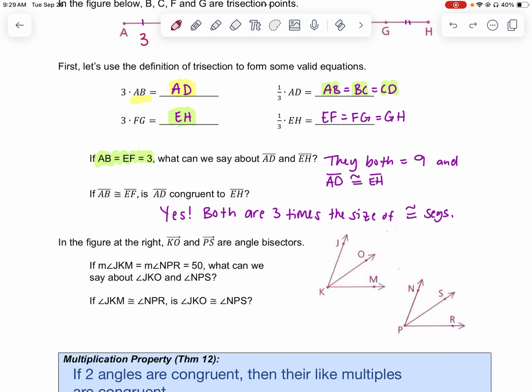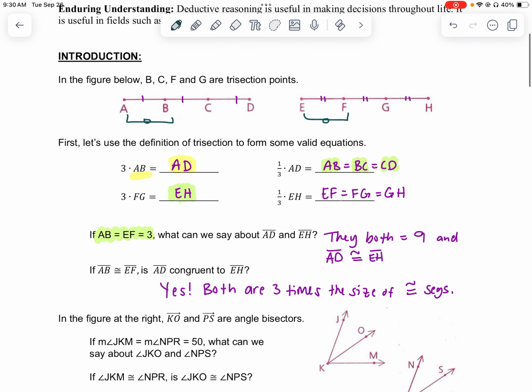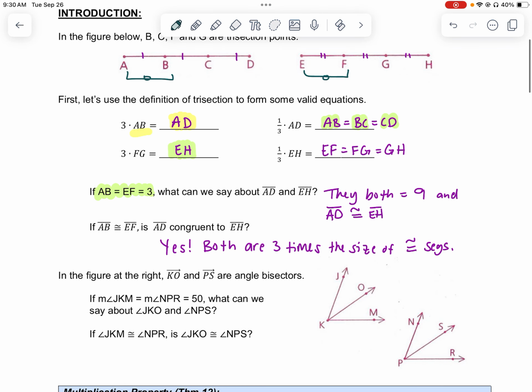Does this work if we generalize this, if we take away the number? It sure does. So if I were to say that AB and EF were congruent to each other, I'm going to add a little congruent mark here. Here's what we know. I know that AB and EF are congruent to each other, so that means that they have to have the same length. I also know that each of those are one part out of three parts of the whole segment, and so that would mean that the whole segments, AD and EH, multiplied by 3, would have to be congruent to each other. They're going to have to be the same size.